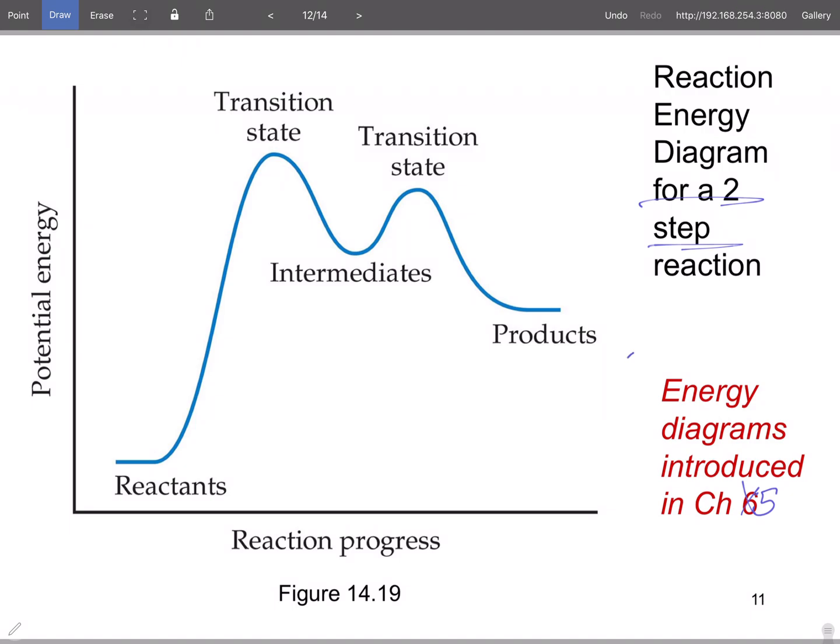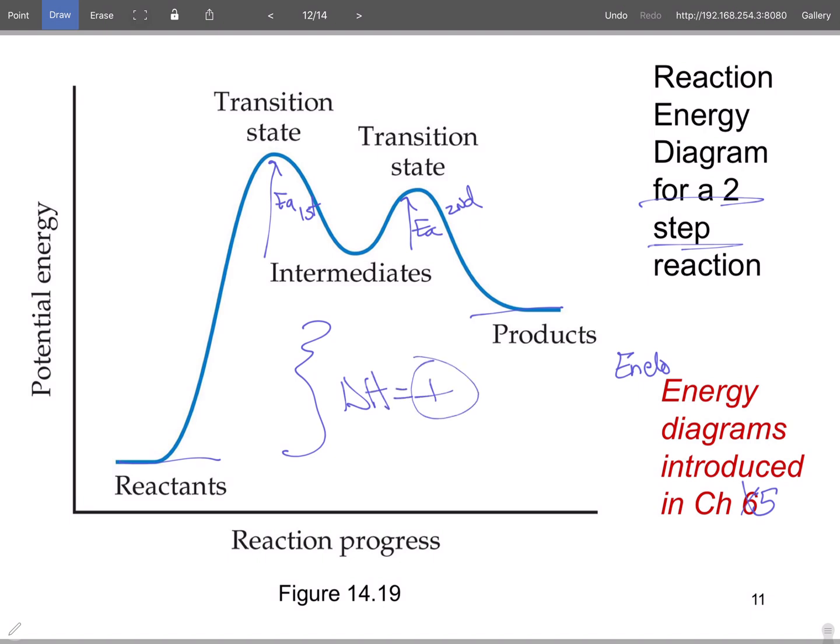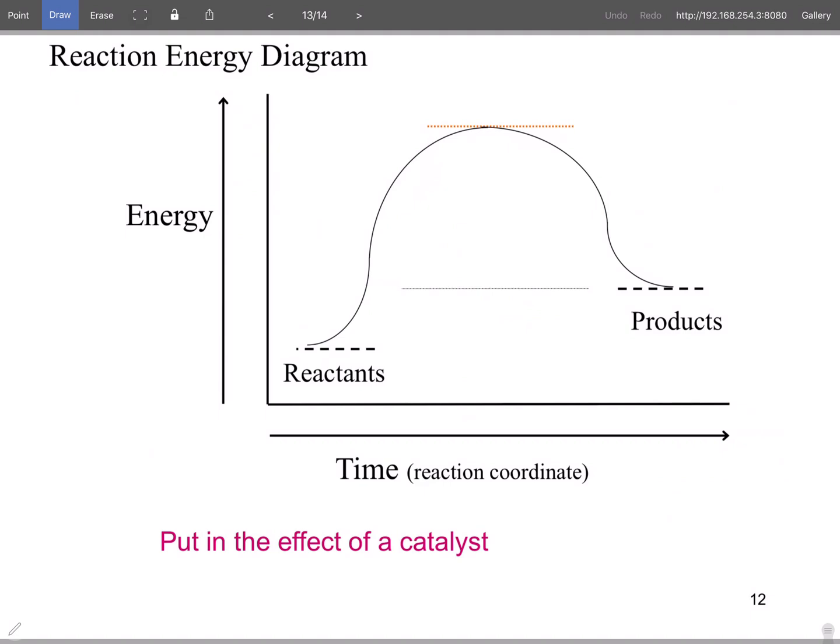This one is endothermic because this is E sub A for the first, this is E sub A for the second. This is reactants and products, so this would be delta H, and it is positive, so this is an endothermic reaction. Okay, this is my version of one, and so you have energy, time.